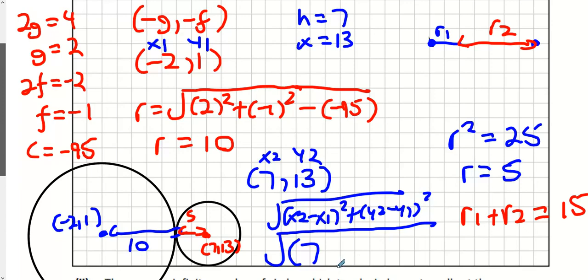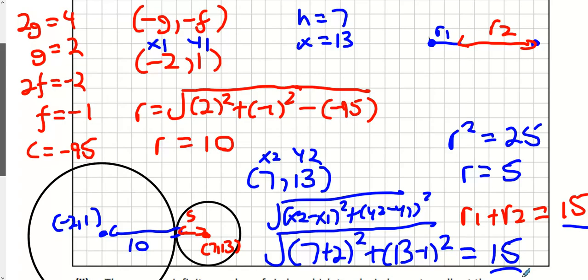So we're going to do x2, which is 7, take up plus 2 squared. And then we're going to have 13 minus 1 squared. And we're actually going to get 15. And now that the distance between the two centers is the same as both radiuses added together, means it definitely cuts externally.